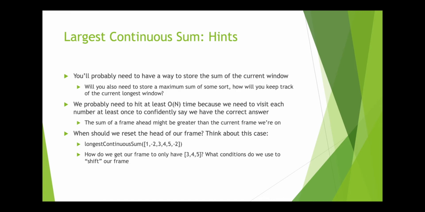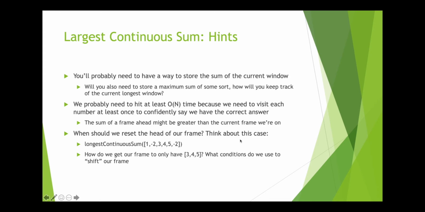Okay, and just for some hints, you'll probably need a way to store the sum of the current window. So imagine, think about our last example where we were storing the current length and the current maximum length. That's kind of important. You'll see that this becomes important later on. You'll probably also need to hit at least O of n time because you need to visit every single number at least once, right? Even if you do know that you have the maximum window, your code doesn't know that. So it's important that you go through every single item in the array just to make sure our window is correctly the longest window.